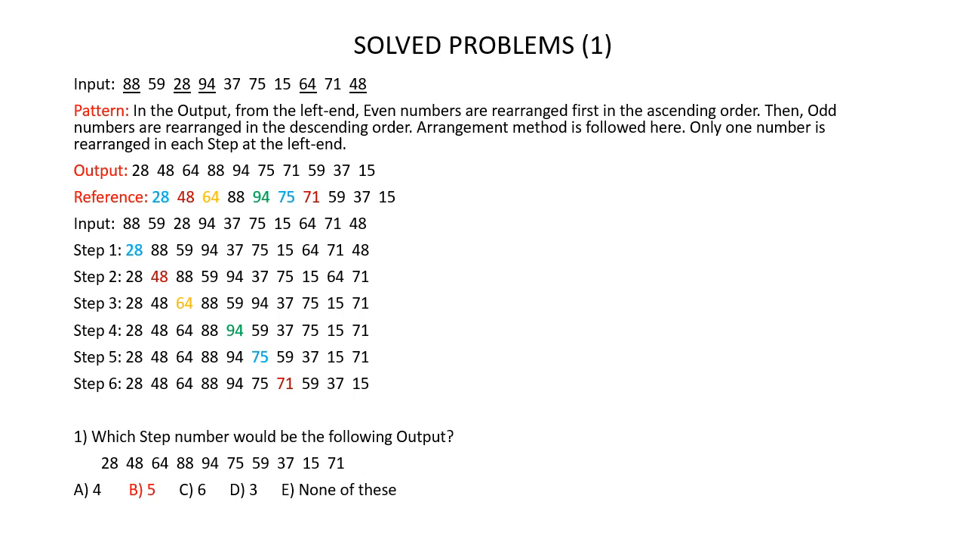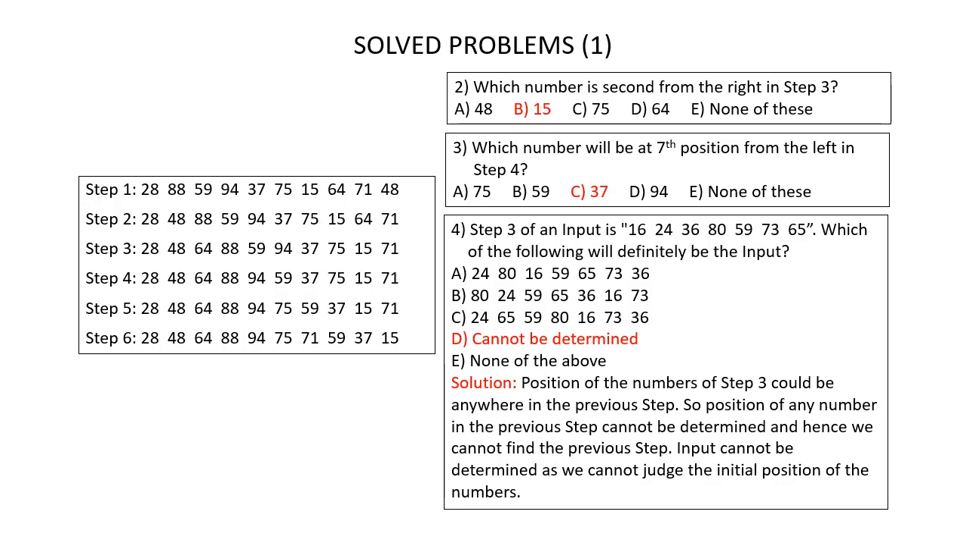Now, as you can see in these rearrangement steps, step 5 shows the same order of arrangement of numbers as is given in the question. So the correct answer is option B, 5. These are the rearrangement steps from the given input to the final output. Now, based on these rearrangement steps, let's answer a few more questions.